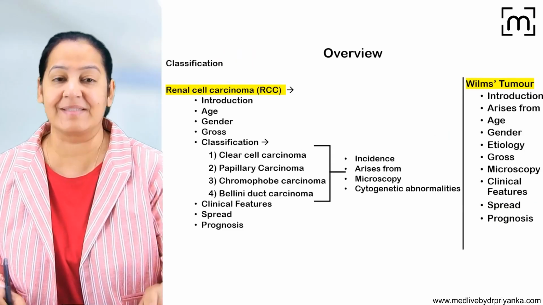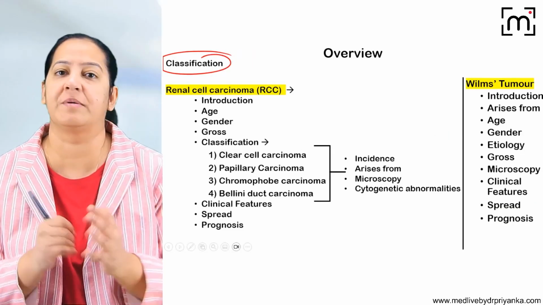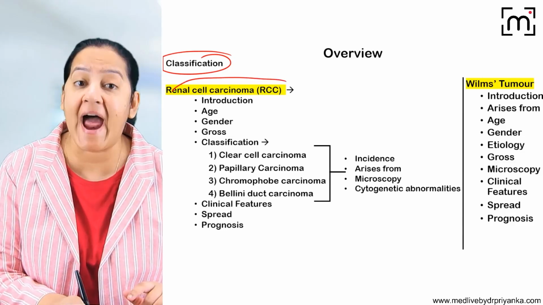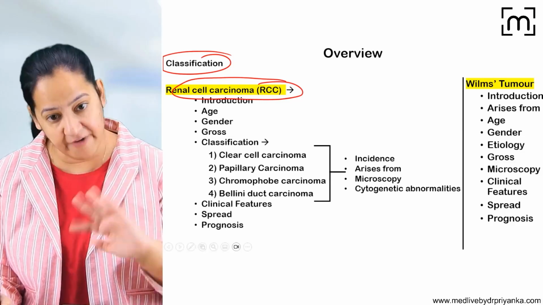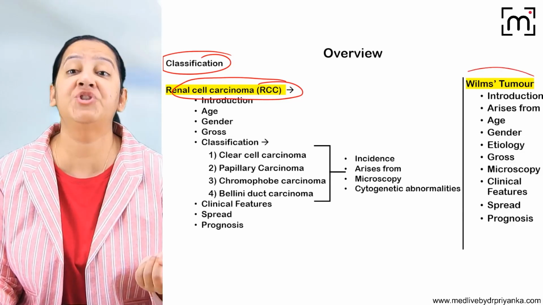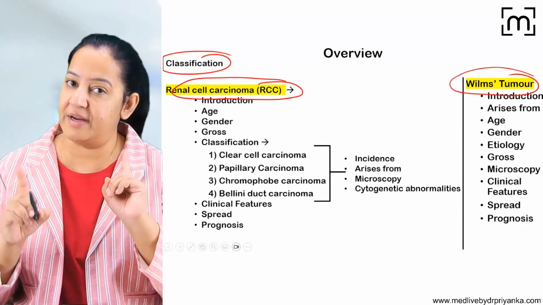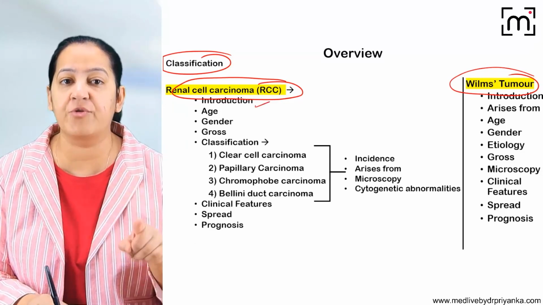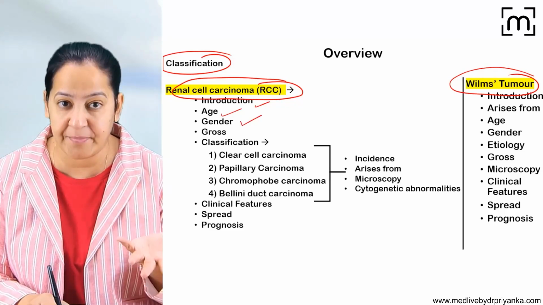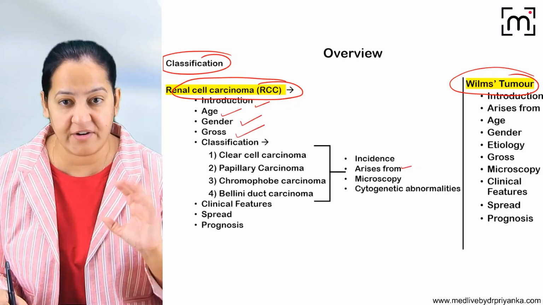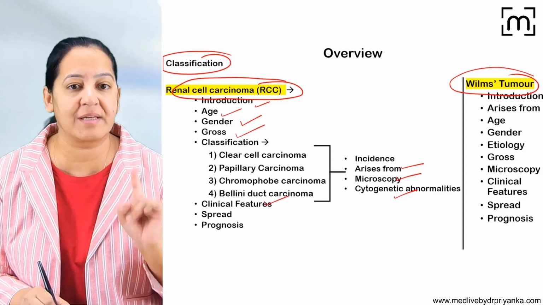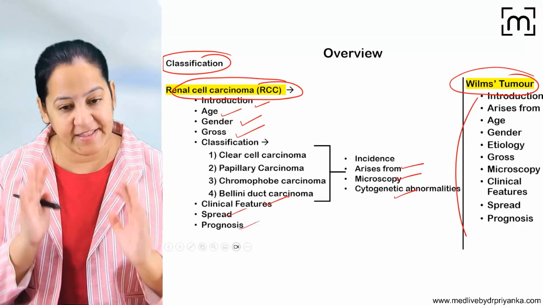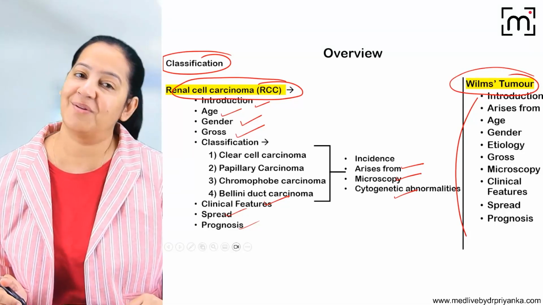First I will be discussing the overall classification of tumors of kidney. Then we will start one among them, the most important tumor of kidney in adults, renal cell carcinoma. After that we will start the tumor of kidney in children, Wilms tumor. Both of them we will discuss under the same headings: the introduction, most common age of presentation, the gender prevalence, the gross, where it arises from, microscopy, mutations, clinical features, spread and prognosis. I will tell you these things in both of them, and in the end we will compare them in a comparative manner. So let's start the topic.